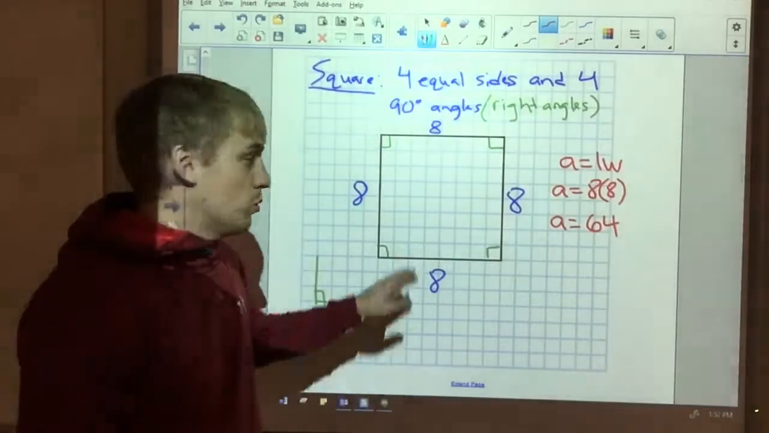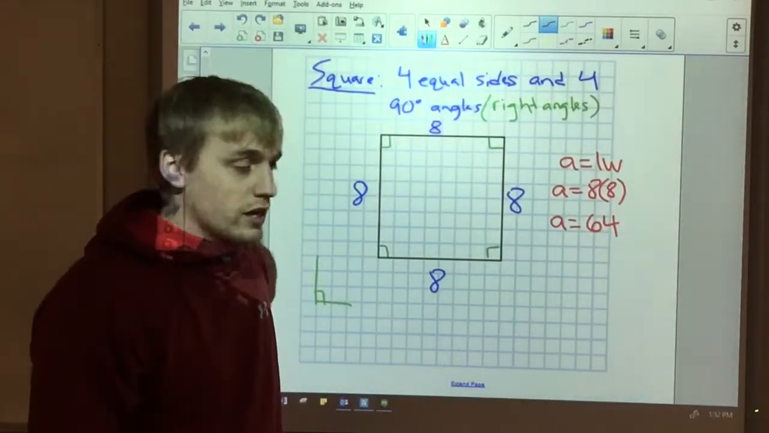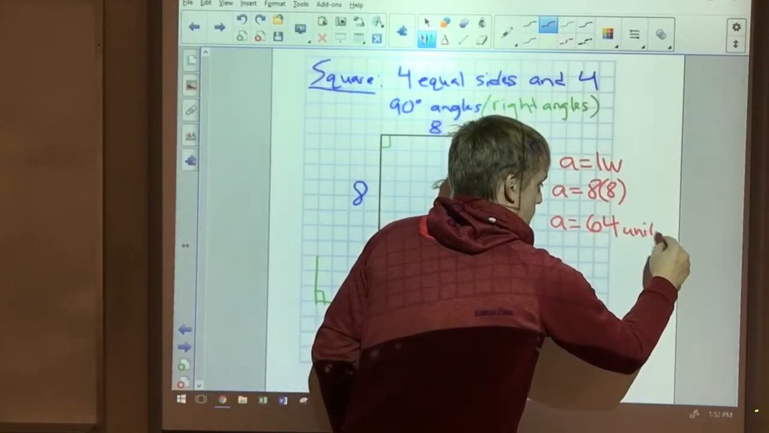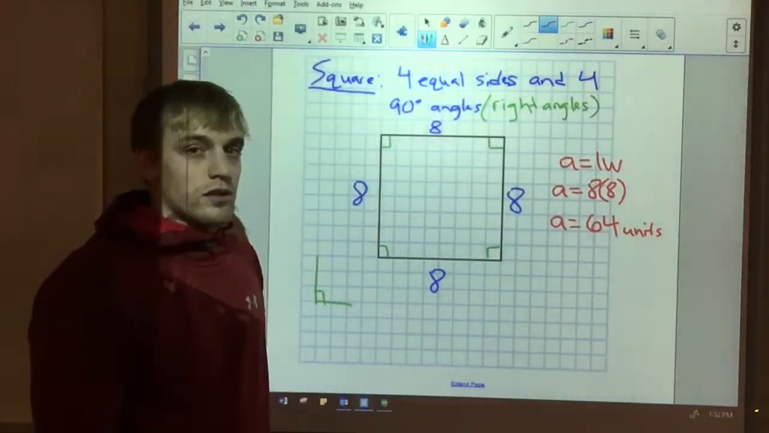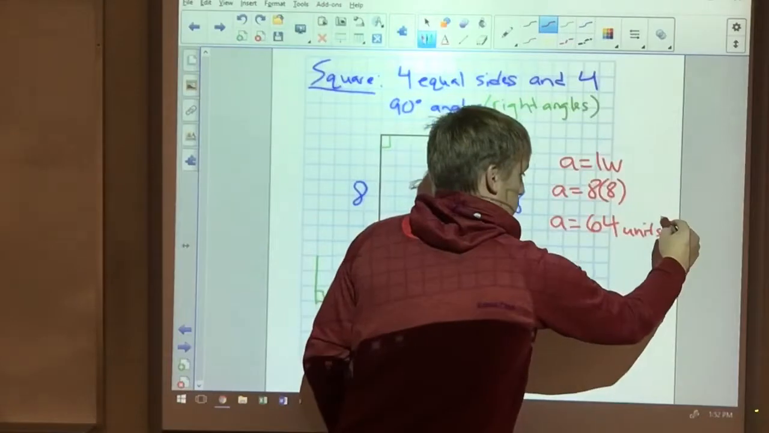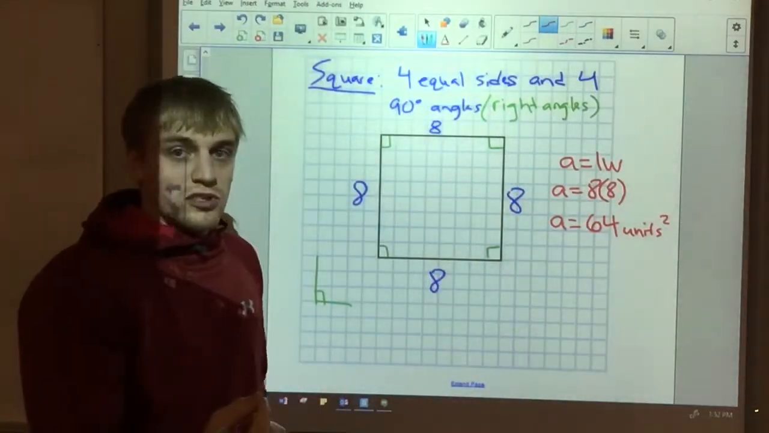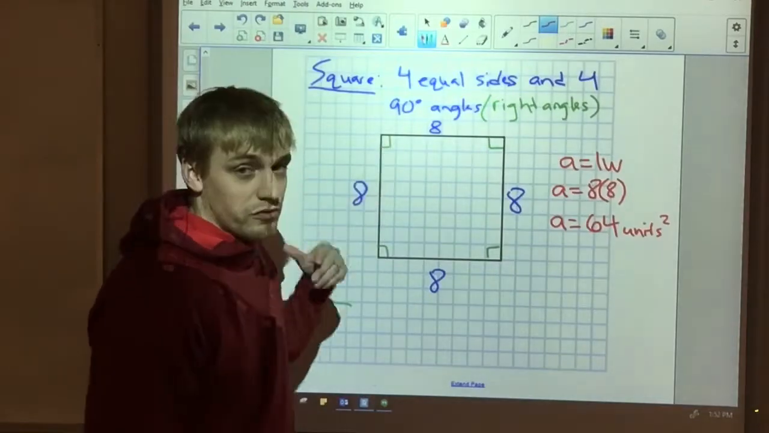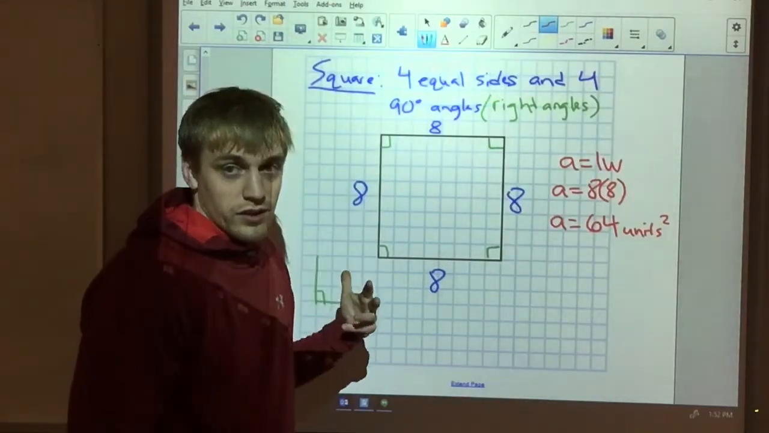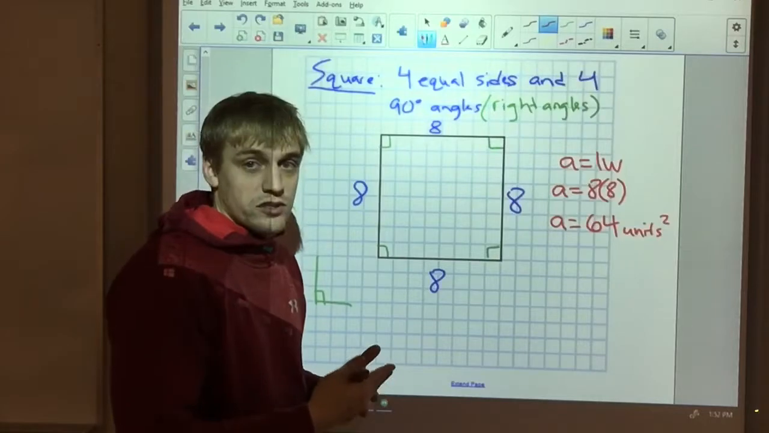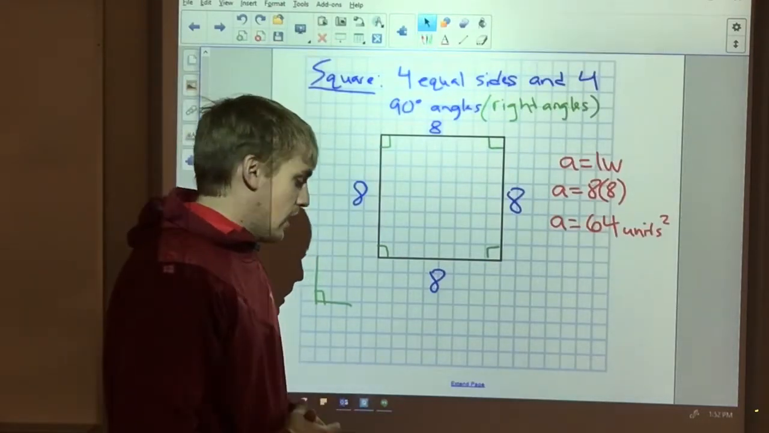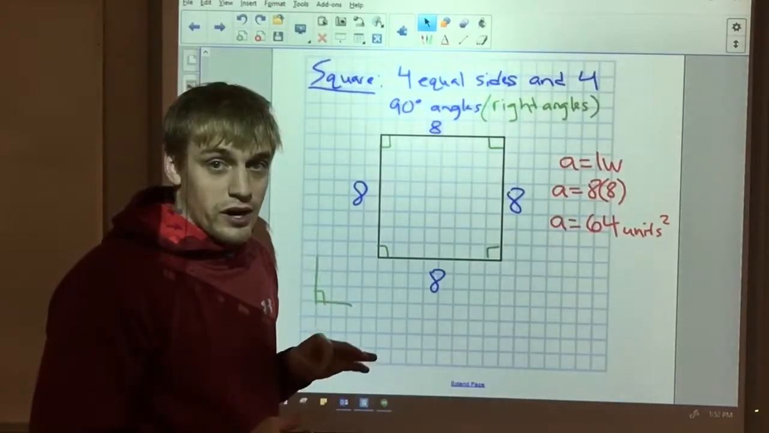And we don't know the units, so we can put just units squared. The reason we put squared is because this is a two-dimensional shape. And if you think about it, we're counting squares. So that's why we say 64 units squared, or 64 square units. So that's a square.